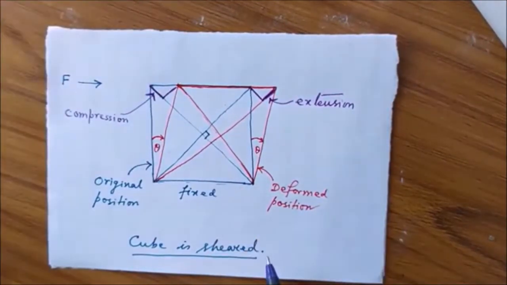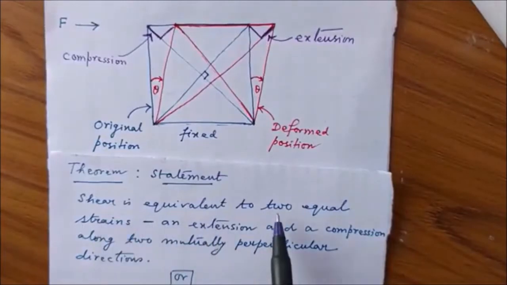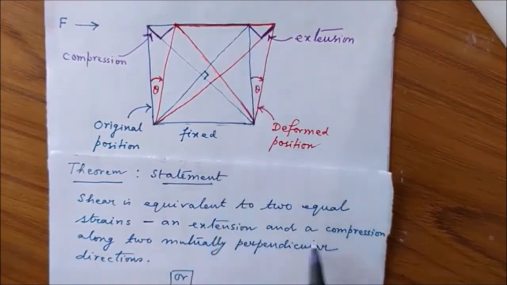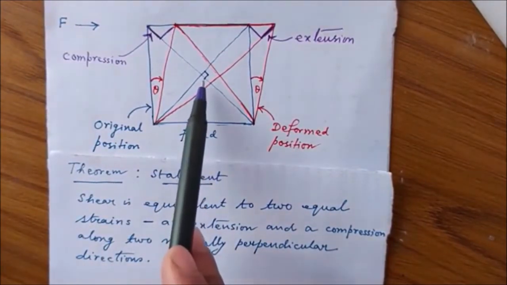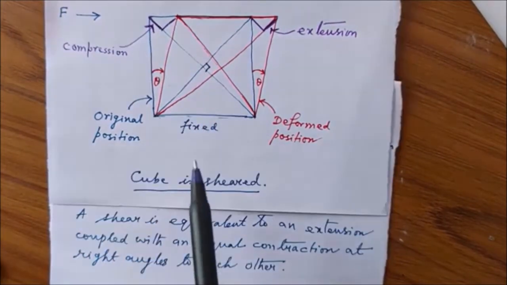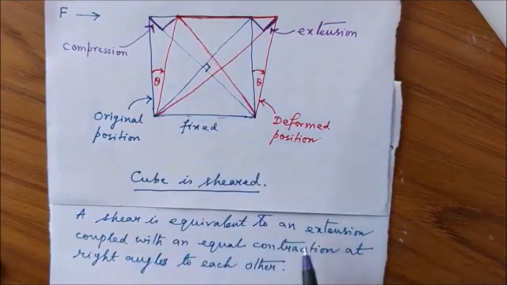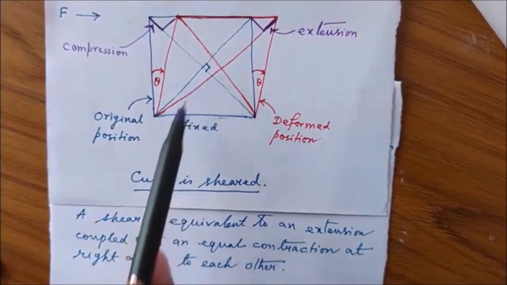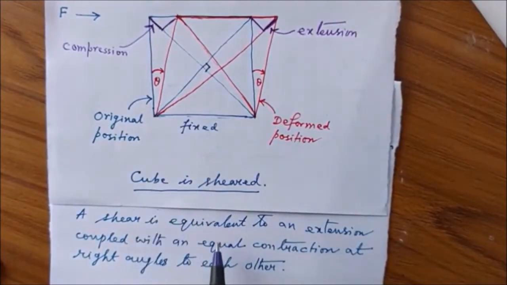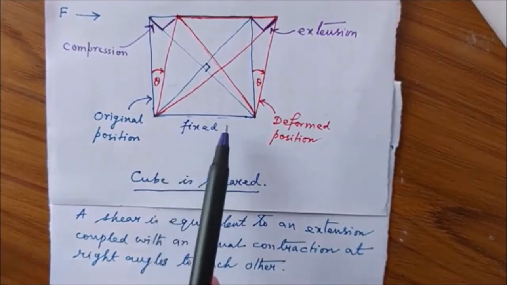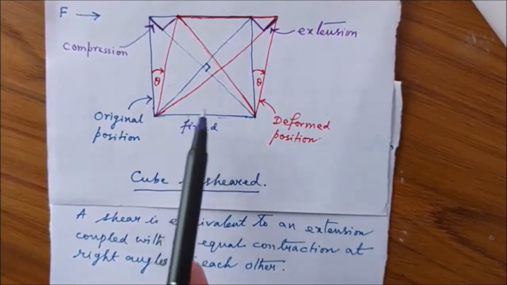Let us read it once again. Shear is equivalent to two equal strains. One is an extension, which is this one. One is a compression, which is this one. And they occur along mutually perpendicular directions because the diagonals are mutually orthogonal. So one diagonal has been extended and the other diagonal has been contracted at right angles. Let us now prove this theorem, though things are very much evident already as we draw this diagram.